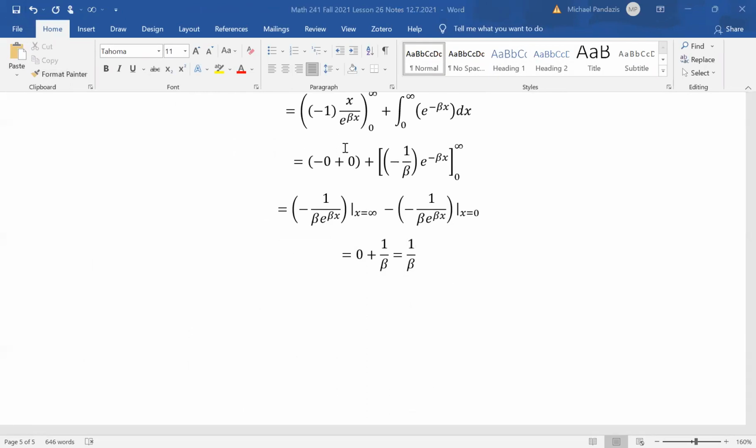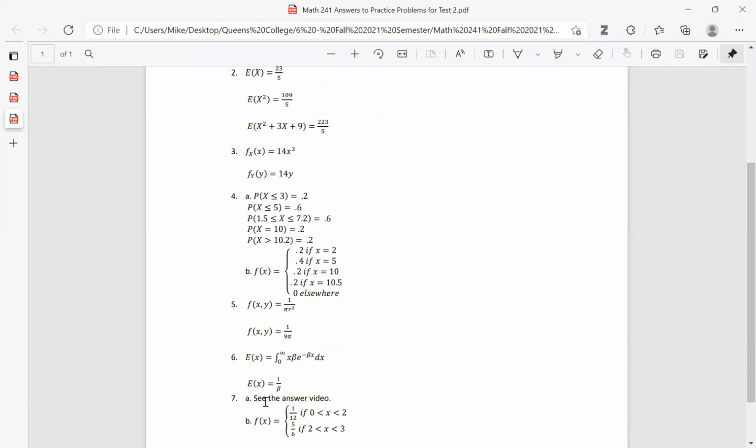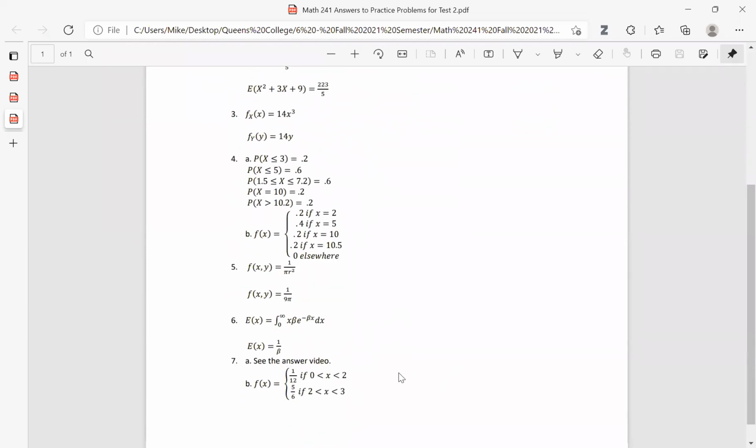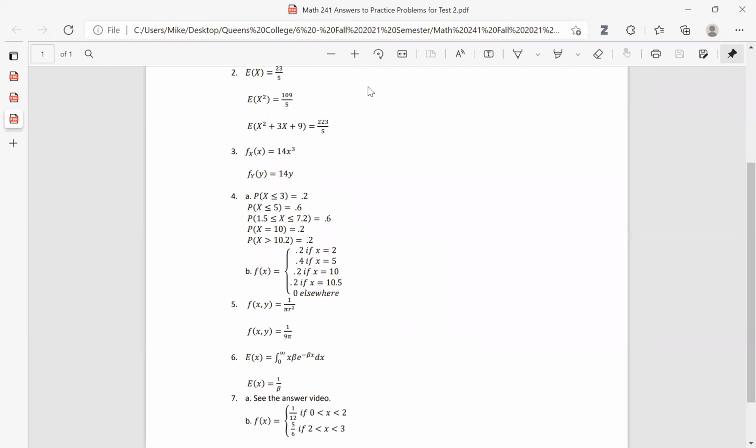Okay, so it's 1 over beta. So that's number 6. E of x is 1 over beta. Okay, so that's 7 and 6. So I wrote, I'll also accept this answer. It's a simplified version of that problem I gave. I accept 2 answers to that problem. I gave the second one. Okay, so 5.